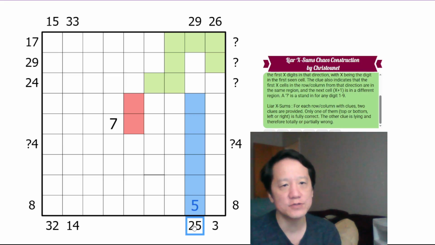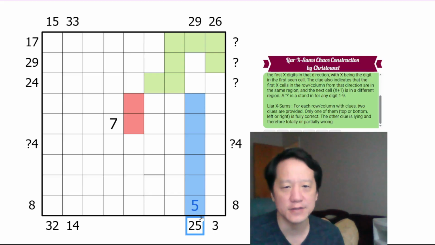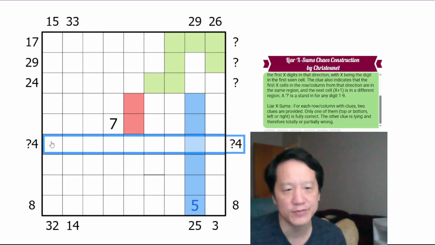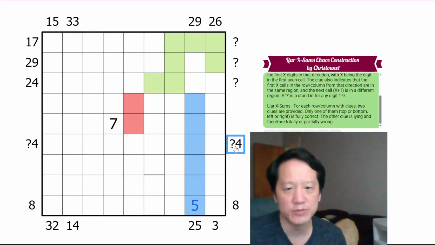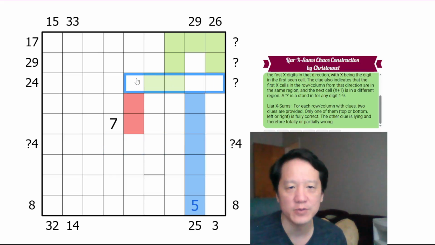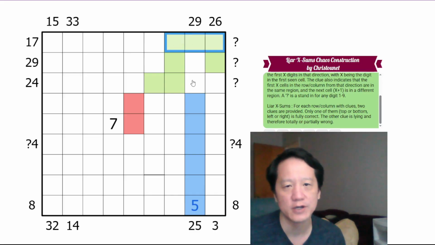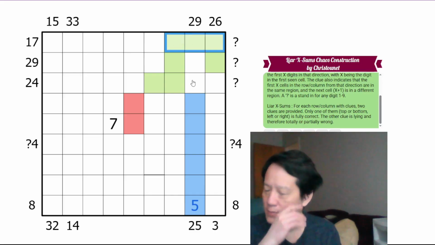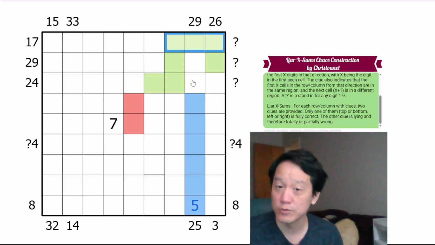And those are all the rules. Again, the question marks are 1 through 9. So this could be sum of 14, sum of 24, sum of 34, etc. This would have to be 1 through 9, this would have to be 1 through 9, and this would have to be 1 through 9. Again, those are all the rules.